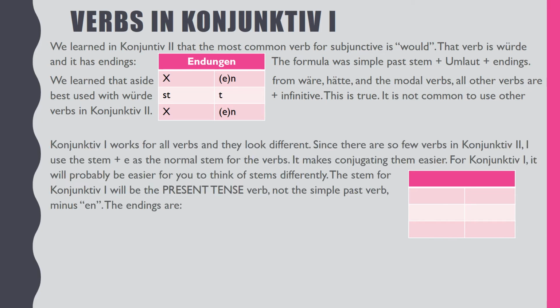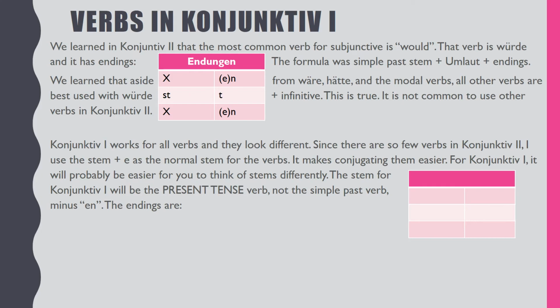Konjunktiv I works for all verbs, and they look different. Since there are so few verbs in Konjunktiv II, I use the stem plus e as the normal stem for the verbs. It makes conjugating them easier. For Konjunktiv I, it will probably be easier for you to think of stems differently. The stem for Konjunktiv I will be the present tense verb, not the simple past verb, minus en.